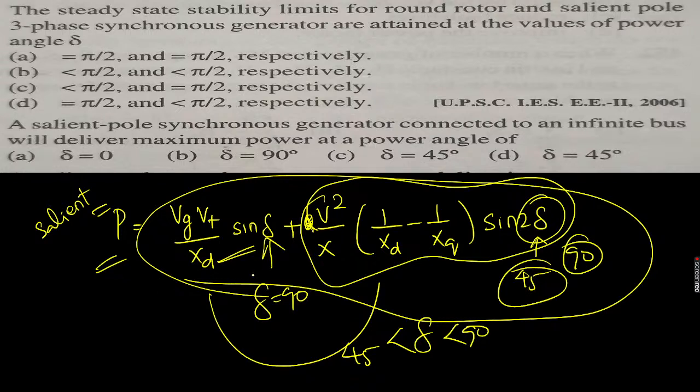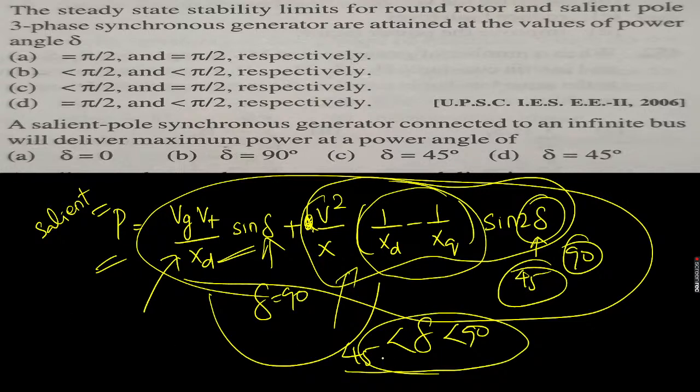There are two types of power. This one is the power generated by the alternator, right? And due to reactance we are developing one more power, the saliency power. Okay, sir, now what is the conclusion? A salient pole machine will develop the maximum power at less than 90 and greater than 45 degrees, in between 45 and 90.